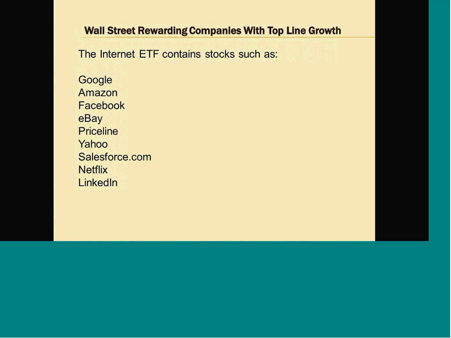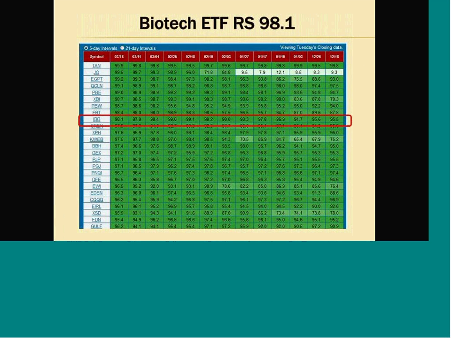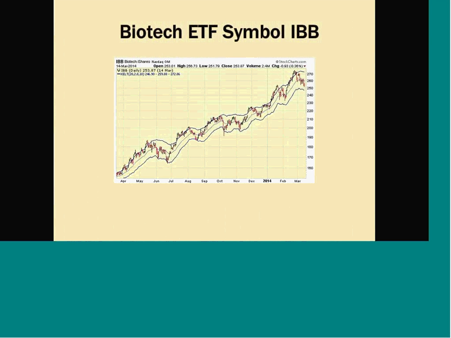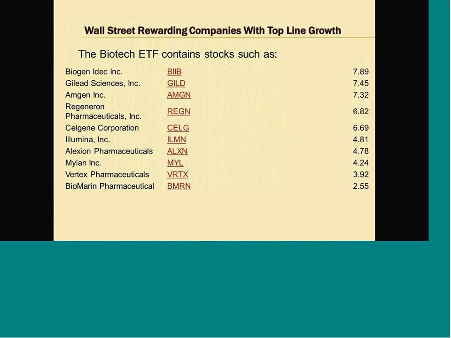Here's another ETF I own, the biotech ETF. Right now that has a relative strength of 98.1. That's been performing well over the past year. Here's a price chart of the biotech ETF symbol IBB, and here's the top 10 components in that ETF. Again, these are companies with high revenue growth rates, and they're performing well in the current market conditions. Biogen, Gilead, Amgen, Regeneron, Celgene, Illumina, Alexion, Mylan, Vertex, and BioMarin. So those are the top 10 components in this biotech ETF.